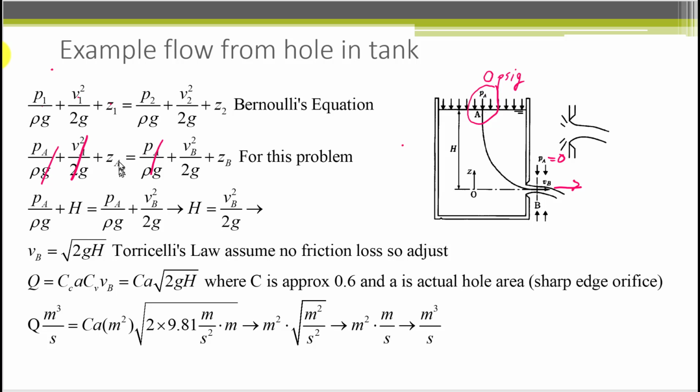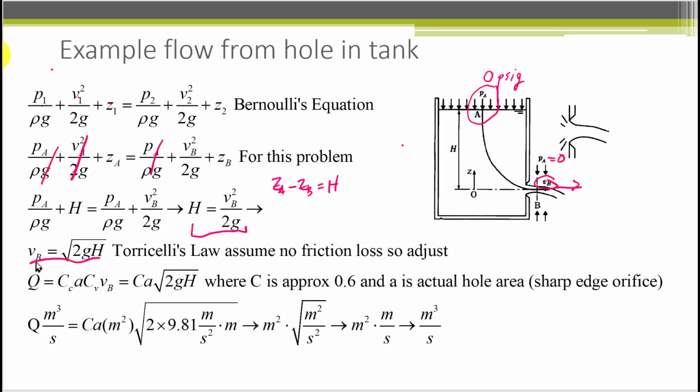So we're left with ZA minus ZB is equal to VB squared. Basically, ZA minus ZB is equal to the height. So we've written the equation in this form. Height is equal to VB squared over 2G. And you can see VB is right here. Solving for VB, we get Torricelli's law. VB is equal to the square root of 2GH. So velocity has been converted from potential energy, the height of the liquid, into velocity.